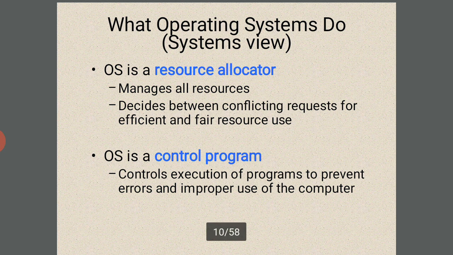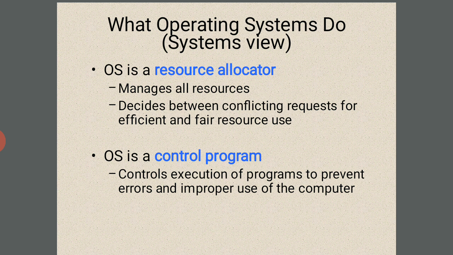The operating system is a resource allocator. It manages all files and resources systematically, meaning it stores the drives, the desktop, C drive, D drive, A drive. On these drives we can store different types of information, and it decides between conflicting requests for efficient and fair resource use.